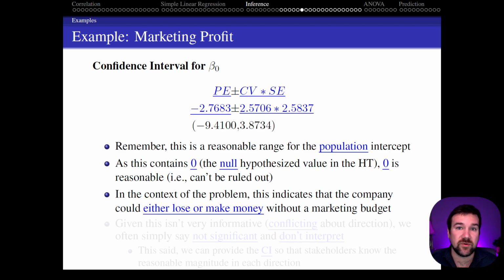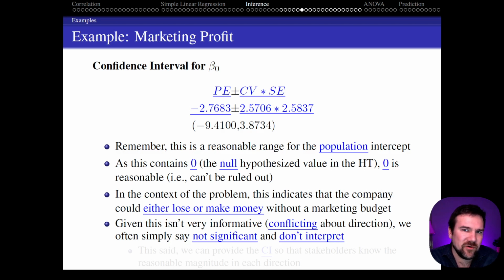So what's the context of the problem? Well, remember, an intercept is the case when our x value, or in our problem, marketing budget, is 0. The y value, the profit, is between negative 9 and 3.8. So we're saying essentially the profit is negative or positive when we don't have a marketing budget. Marketing budget equals 0 means no marketing budget, and negative profit would mean we lose money. Positive profit would mean we gain money. So we're either going to lose or gain money with no marketing budget.